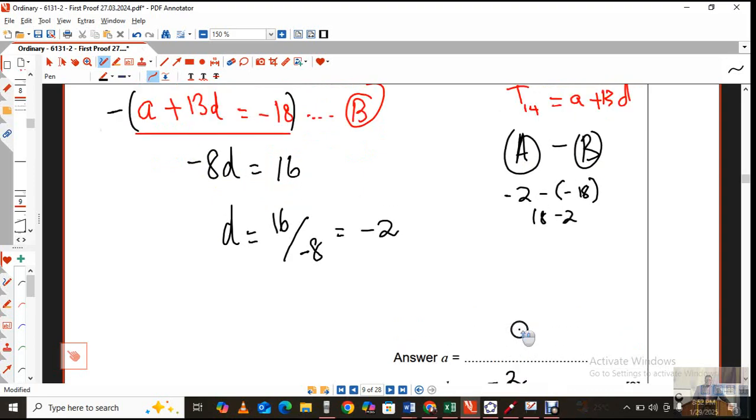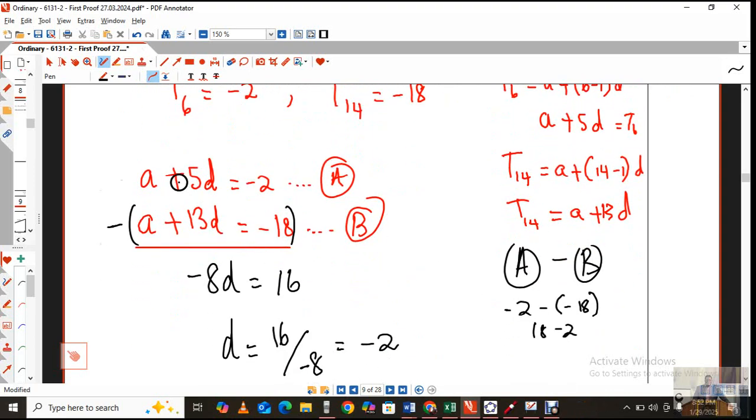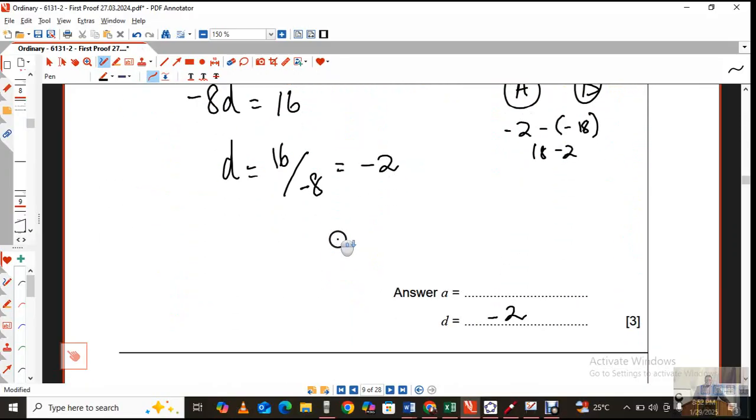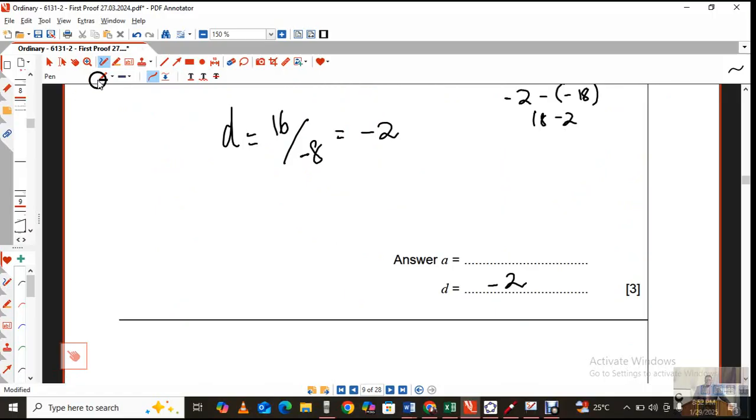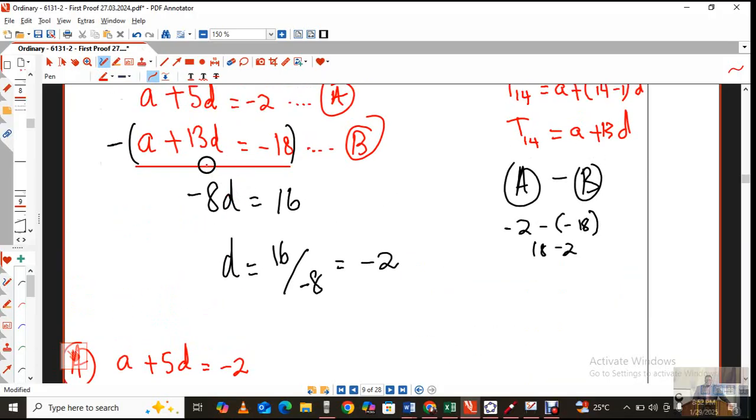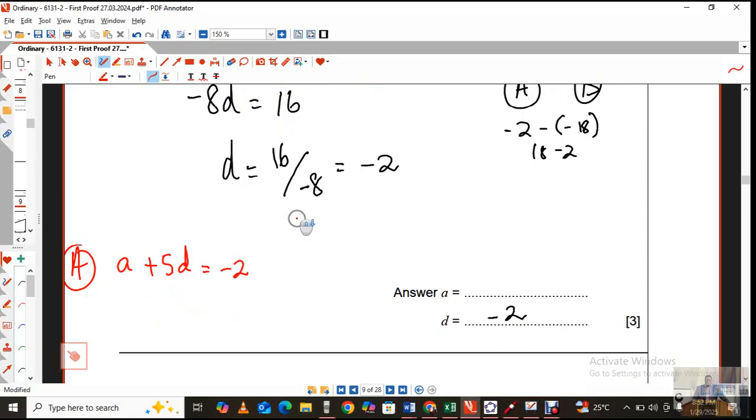How will I now calculate the value of A? Now I can use either one of equation A and equation B. Doesn't matter. So I'll use equation A. Equation A was nothing but A plus 5d equals negative 2. I could also have used the second one if I wanted to. Doesn't matter, you'll get the same answer.